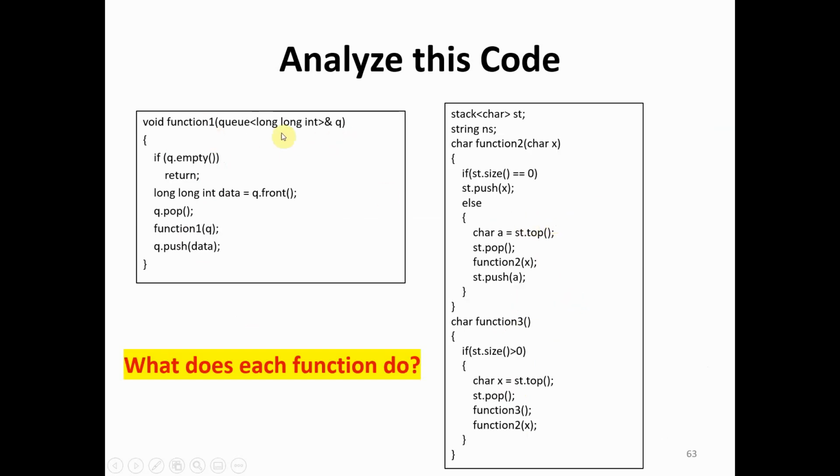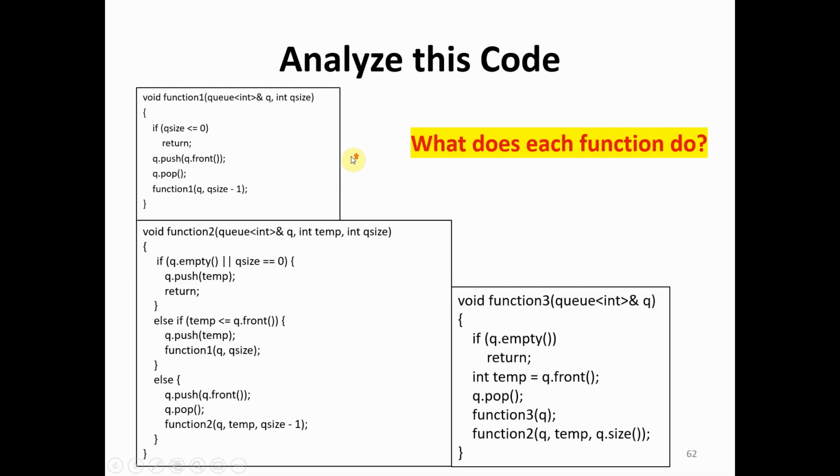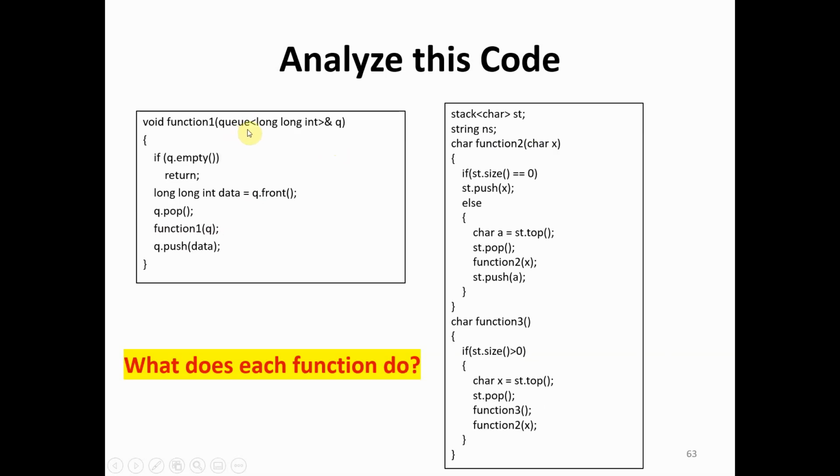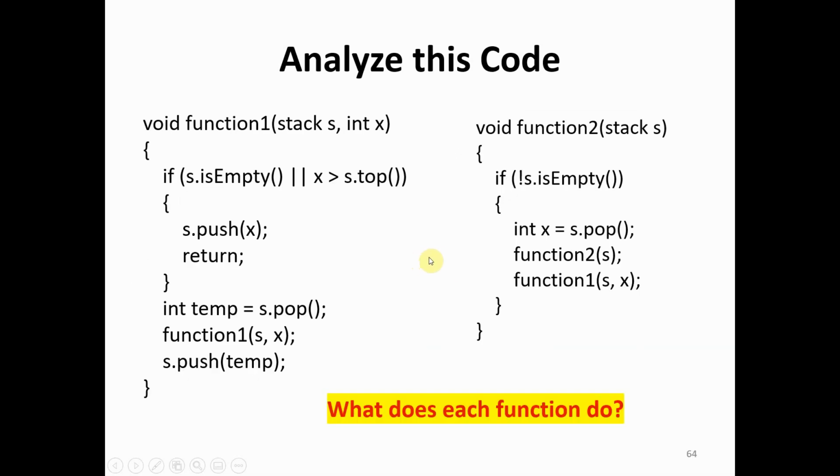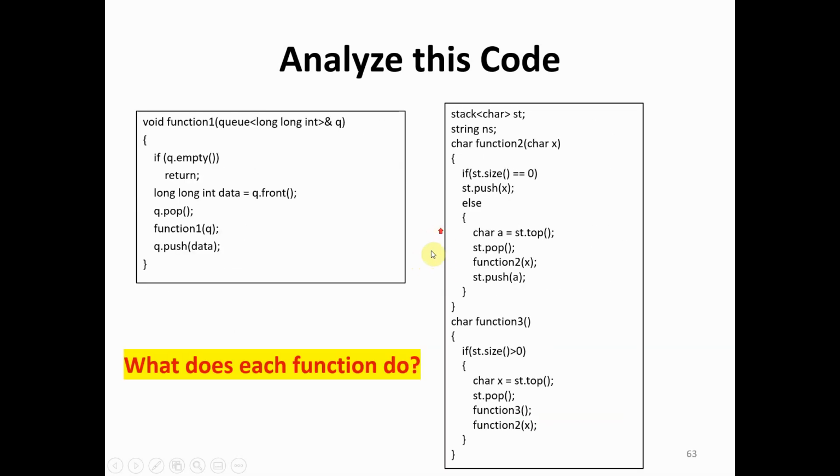The same thing for this one, but here we have a queue. This function is a recursive function. It operates on a queue, similar to this one. This one was Q2. Another function, this one, is also a recursive function. We have stacks here, and a third function which is also recursive. So try to analyze each of them and see what they do. And lastly, this is one example, this is another example. This is for queues, this is for stacks.